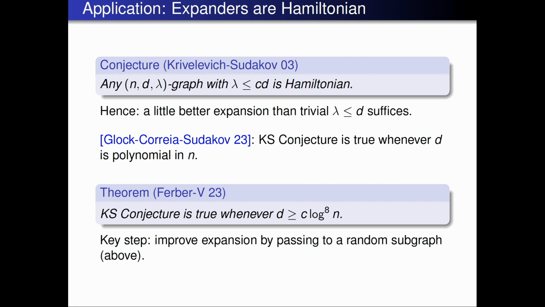It's out of reach for now, but very recently Glock, Correia, and Sudakov posted a paper that says that this Krivelevich-Sudakov conjecture is true whenever d is polynomial in n. Remember d is the degree, so you don't go down to very, very sparse graphs, but at least polynomially sparse graphs. It's true whenever d is greater than n to the alpha, where alpha is any constant.